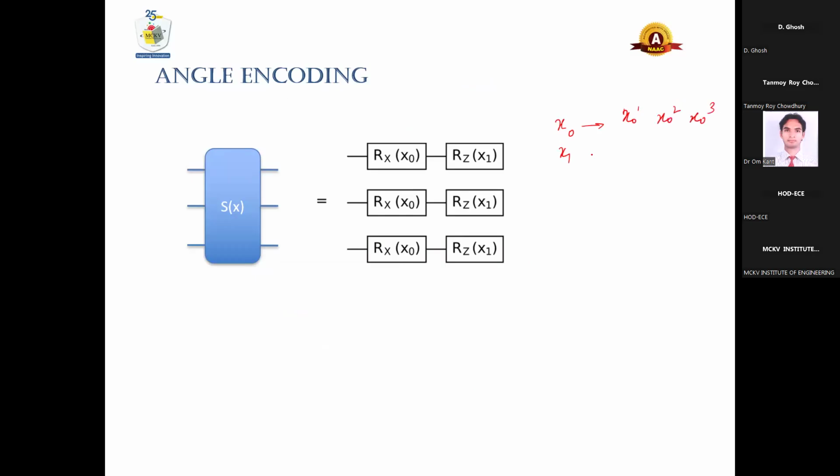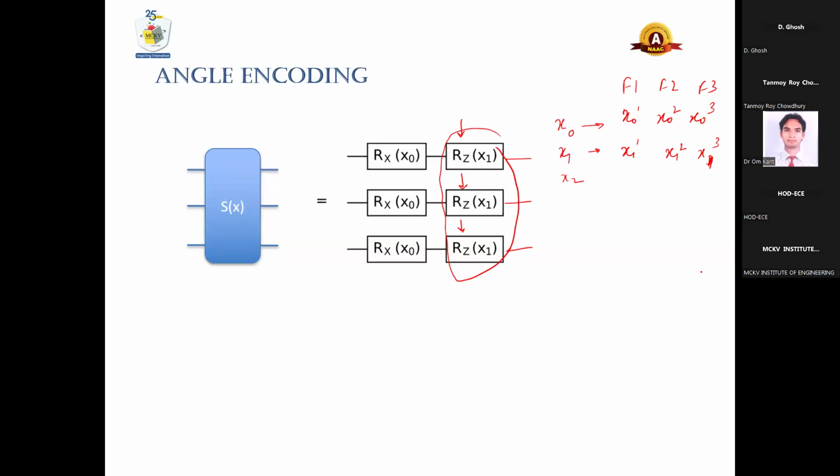And you have the next data point, X1. You have X11, X12, X13. So this is feature 1, this is feature 2, this is feature 3. Now this is the second data point that you are encoding. And you can choose different rotation axes in which you want to rotate, to encode the data. If you have the next data point X2, you'll have another one. So this is how your circuit will progress. So this is how you encode your data.